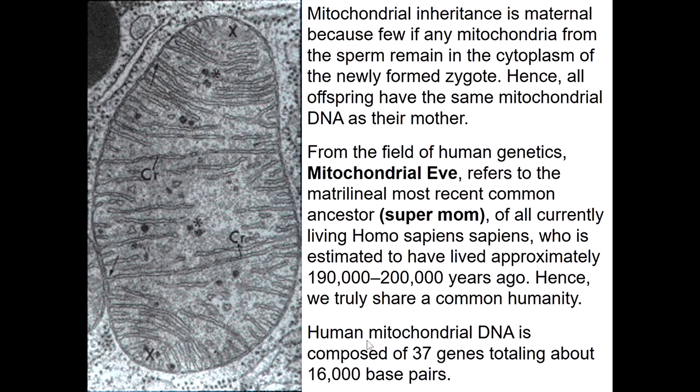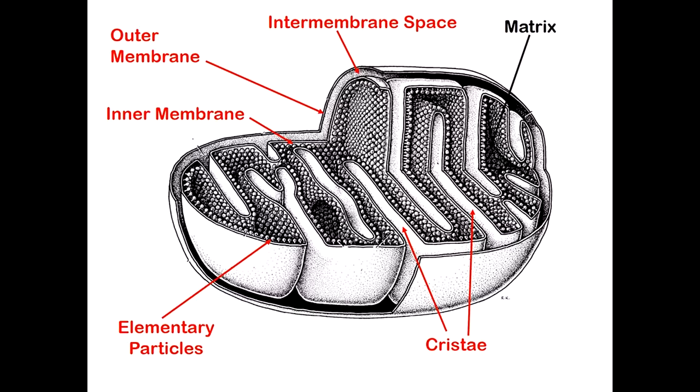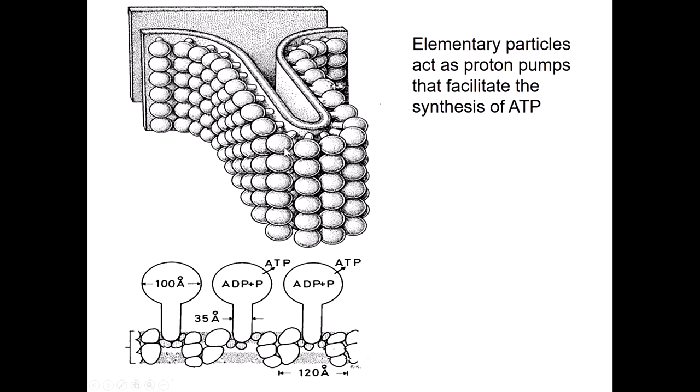The other thing I want to mention here is that human mitochondrial DNA has about 37 genes, 16,000 base pairs, and that mitochondrial DNA, as I've stressed, is totally different to the chromosomal DNA in the rest of the cell. Okay, so what about the function of mitochondria? If you look at a schematic of mitochondria, we know that there's an inner and outer membrane, and on the inner membrane we have these knobs called elementary particles. So here are our elementary particles on this inner membrane.